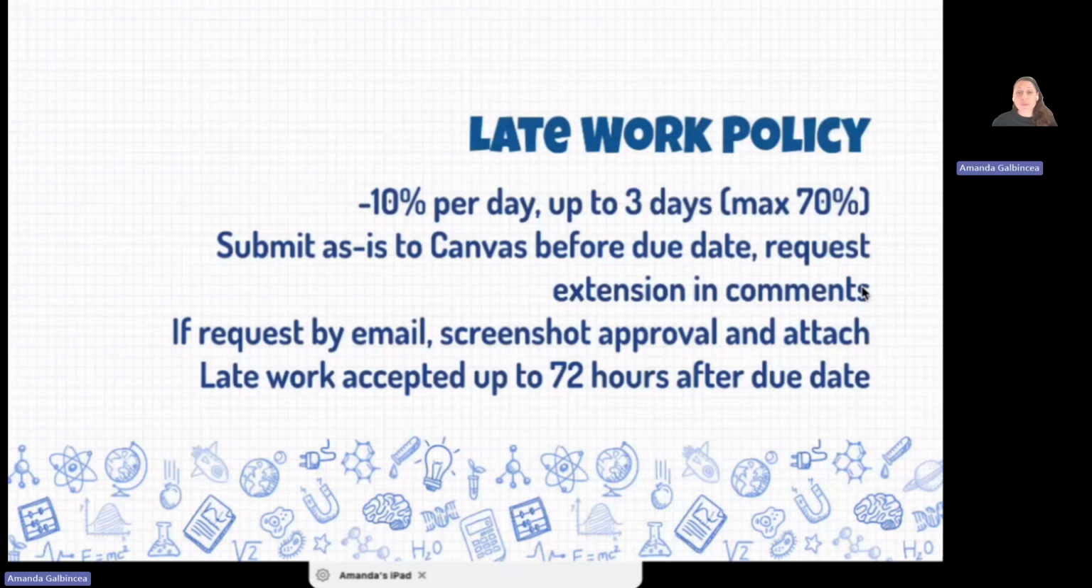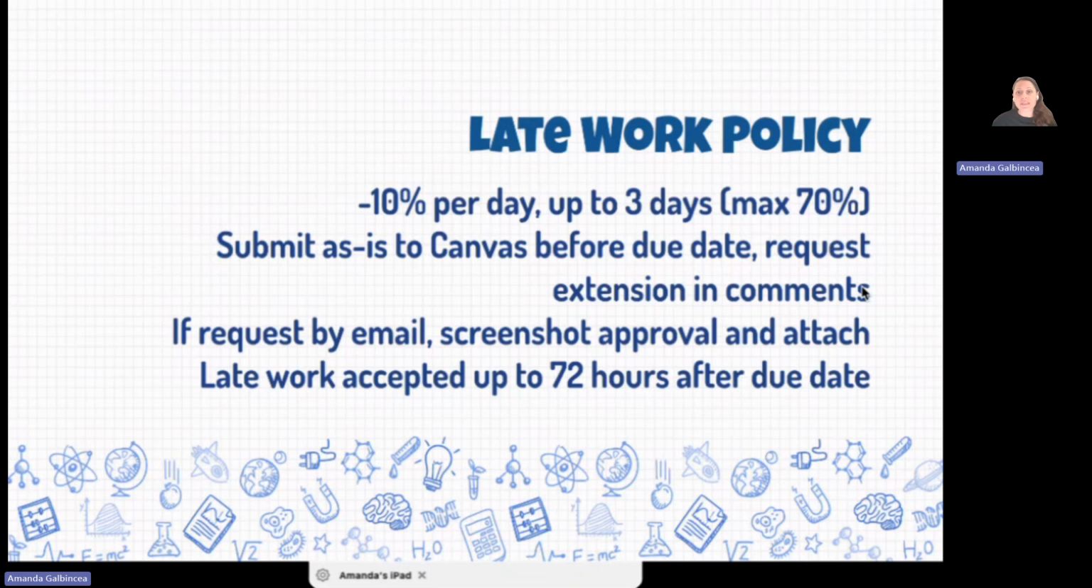Late work policy, I won't spend too much time on this because it is the same for the whole building, or for the whole village. The only difference is we do not take off 30% immediately upon our due date in the physics department. We give them 10% per day up to 3 days.